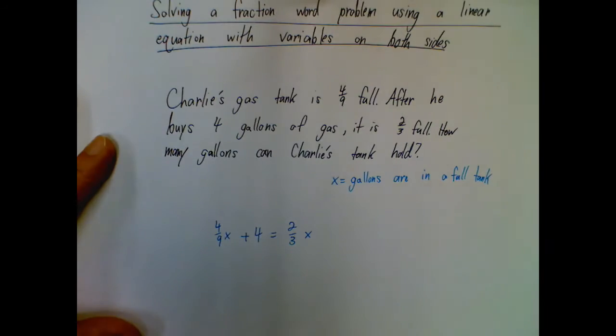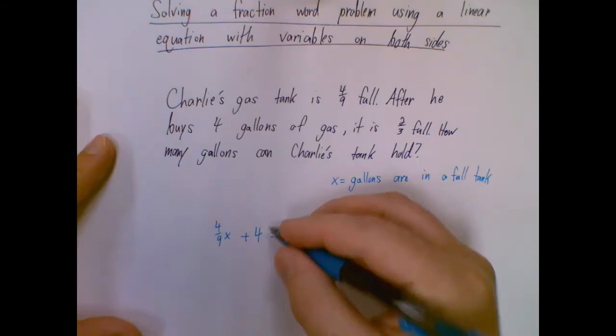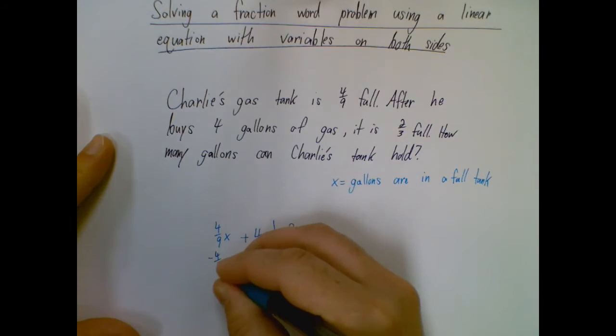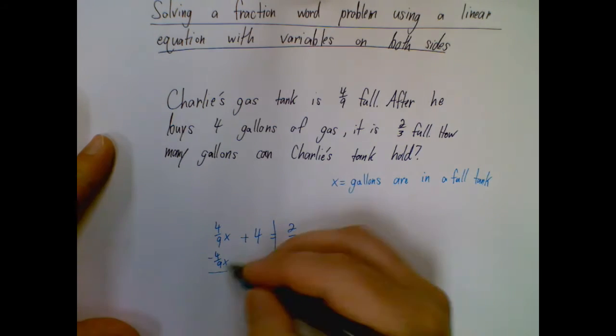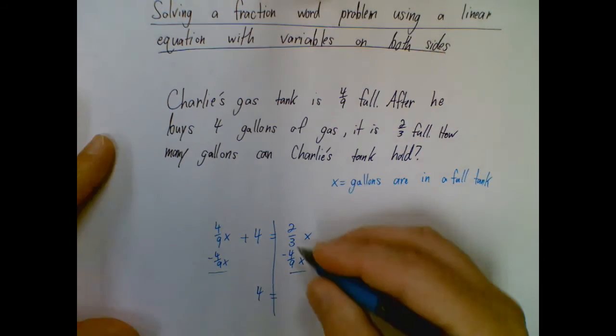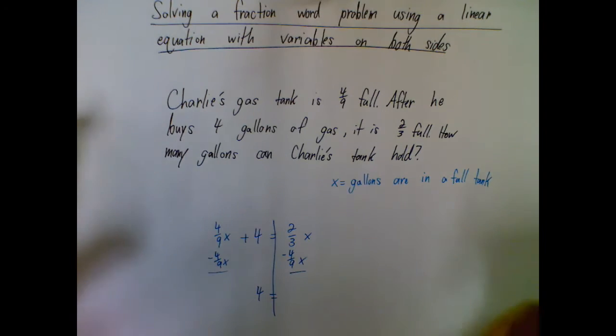Okay, so then I just need to solve this equation, and I don't have to come back to this till the very end. I want to get all the variables on the same side, so I'm going to subtract 4/9 x from both sides, so that these come out to 0. So 4 equals, and then we have 2/3 minus 4/9.